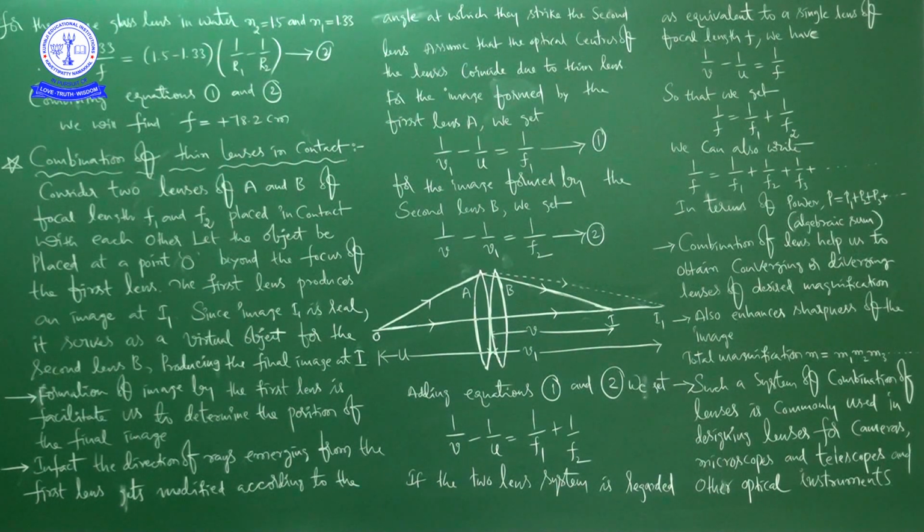Before going to the derivation, once again just look at this information that I have written here along with the picture. Try to understand what is happening in the picture. O is the object, A and B are the 2 different thin lenses having focal lengths f1 and f2.